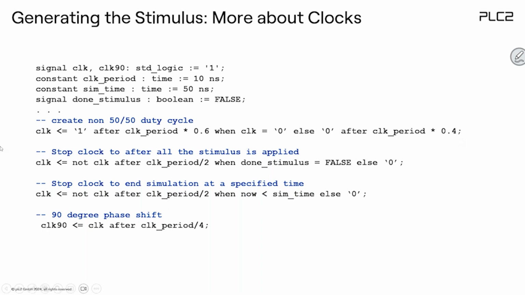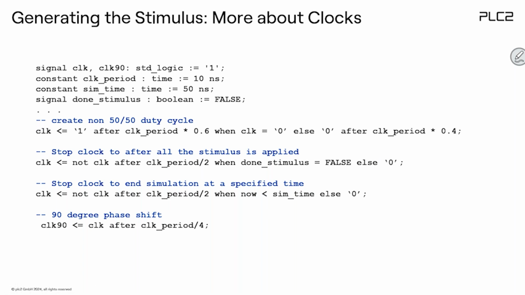So in this case, there would be 60-40. Okay, or stop the clock at 0 actually after all the stimulus is applied. Stop clock. Clock is not clock after clock period, and so this is a standard definition, but only when done stimulus is false, else 0. This means if done stimulus is true, then the clock is 0 all the time. This means you can switch off the clock.